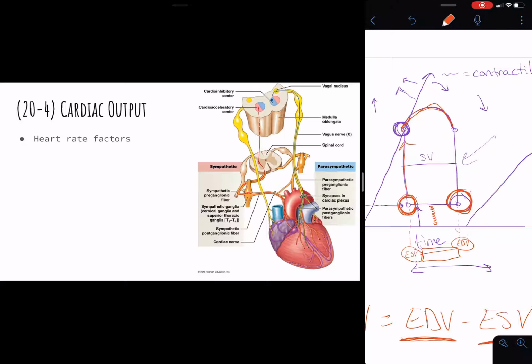We're going to ignore the cranial nerves for a second, and focus on the medulla oblongata and how it sends that information down to the heart. The medulla oblongata is part of the brainstem. The brainstem turns into the spinal cord, and in the spinal cord we have gray and white matter.